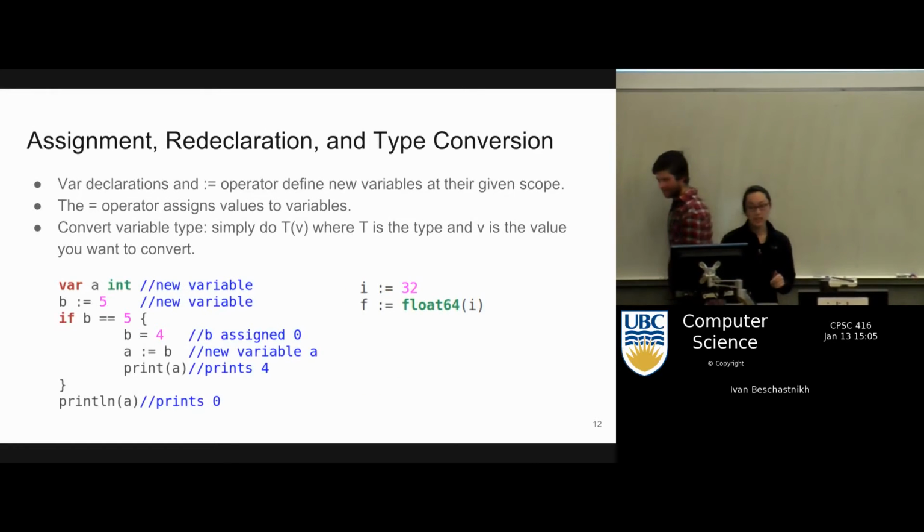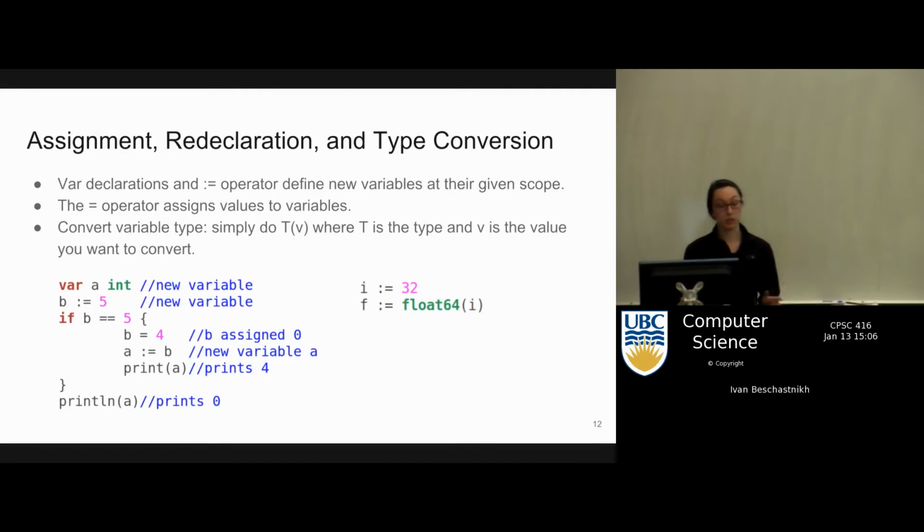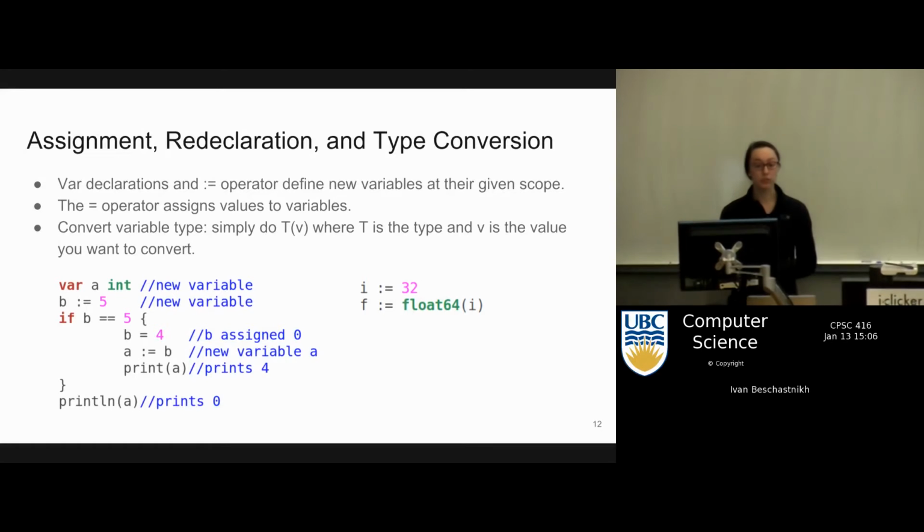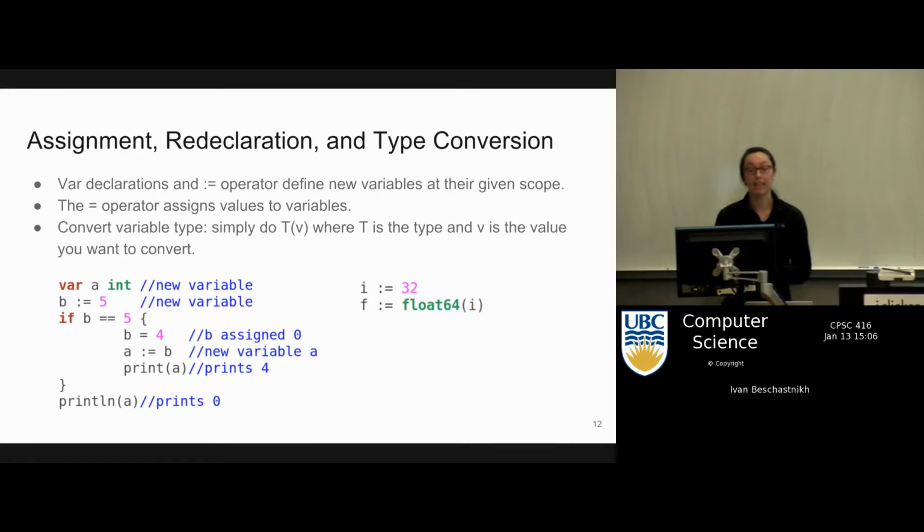So for assignment, redeclaration, and type conversion. There are var declarations where you do var a int, which creates a new variable, and then there's the colon equals operator, which will define a new variable at that given scope. This is another way you can run into bugs. If you define var a int, and then within the if statement you do a := b, a will only equal b inside that if statement, because the colon equals creates a variable within that scope. Once you're outside of the if statement, it's 0, because that's what the value was before the if statement.